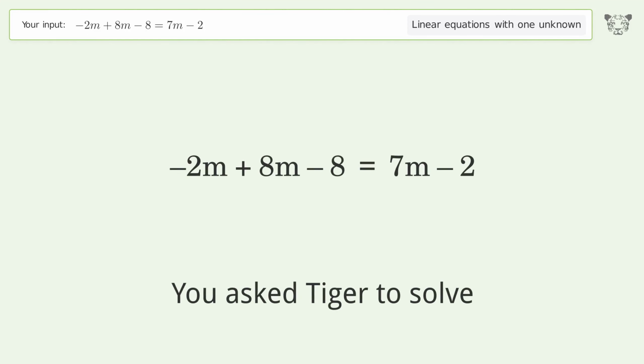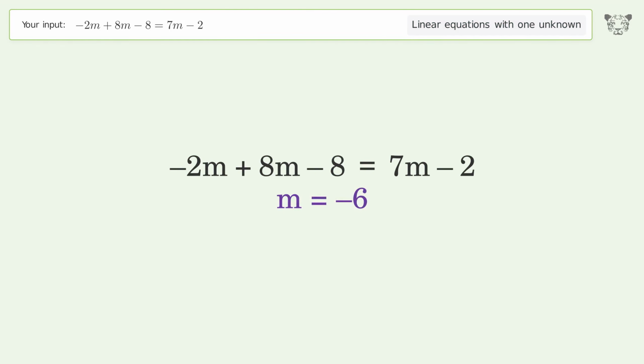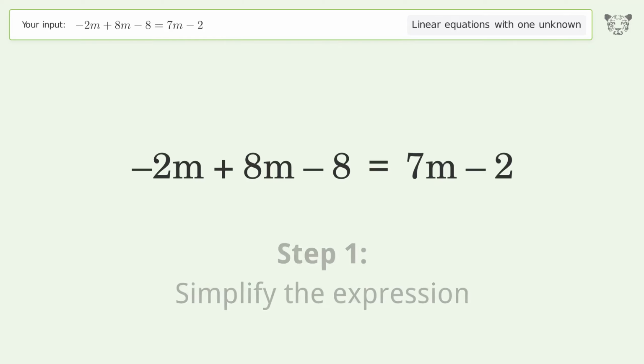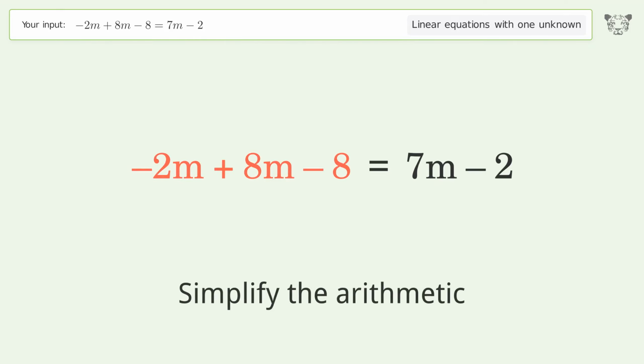You ask Tiger to solve this. This deals with linear equations with one unknown. The final result is m equals -6. Let's solve it step by step. Simplify the expression. Simplify the arithmetic.